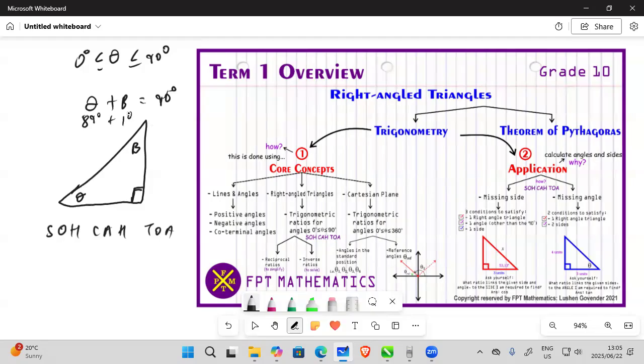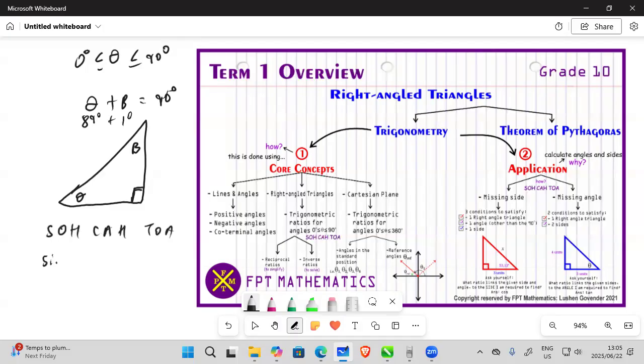Okay, so 89 plus 1 gives you 90. Remember, beta can't be 0. It cannot be 0 because then you don't have a triangle. So within the bounds of the definition of a triangle, you can see this is an acute angle and that's an acute angle. So that's why we're saying when you use these ratios, just for any right angle triangle, it can only be used for values that are less than 90. So that's our limitation, right?